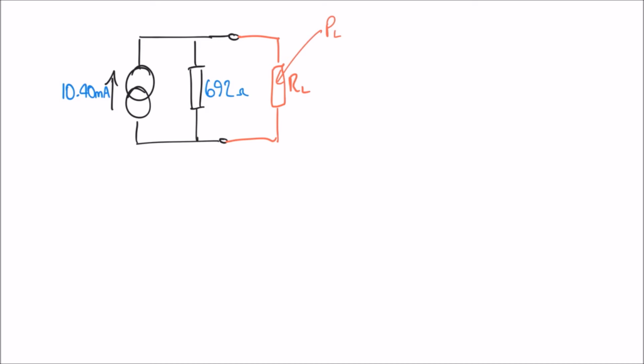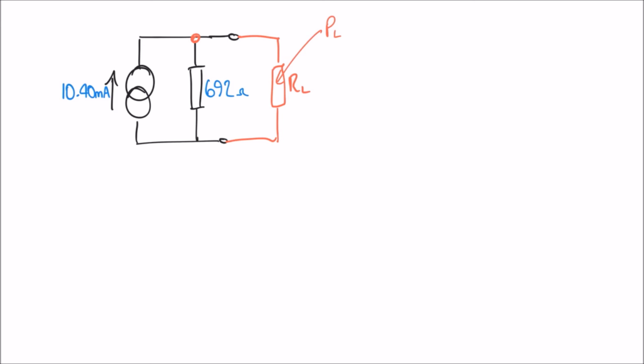So to do that, we need to think about our circuit again, because we know that, first of all, we've got a current of 10.40 milliamps emerging from the constant current source there. But again, we get to a junction in our circuit, and some of that 10.40 milliamps will go this way, and some will go this way. So I need to work out the current in my load resistor before I can go on to think about the power in the load resistor. So we're going to have to apply the current divider rule again.